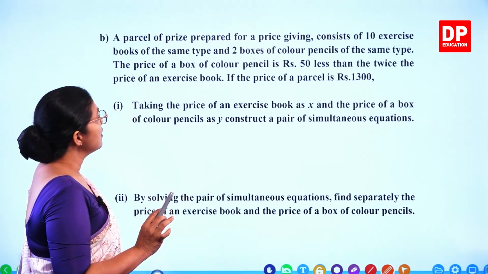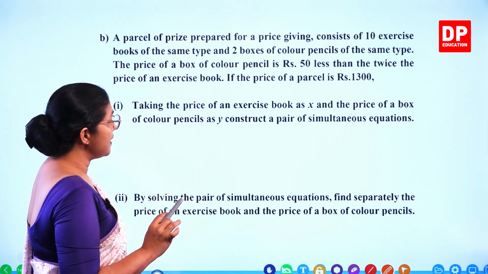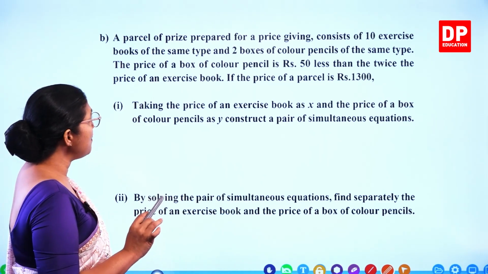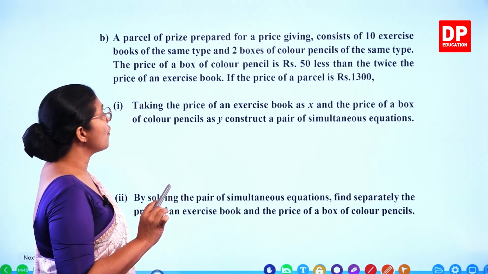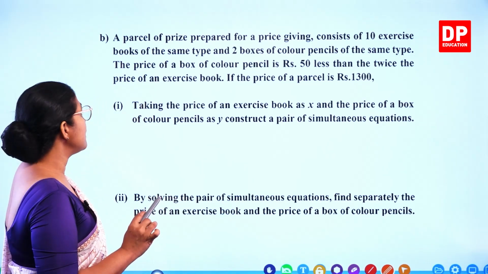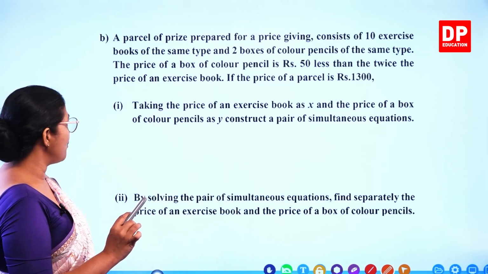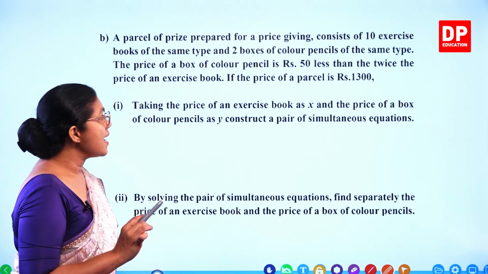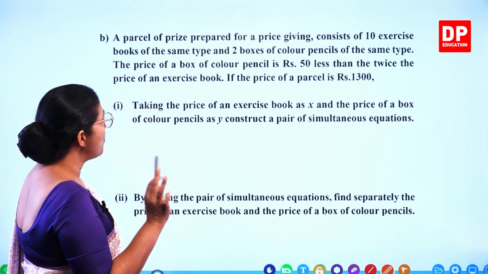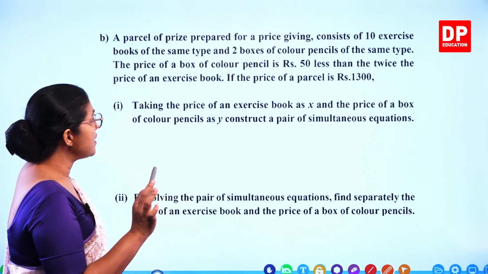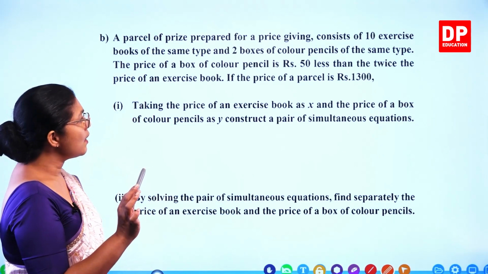Part B, you have to construct simultaneous equations. A parcel of prize prepared for a prize giving consists of 10 exercise books of the same type and 2 boxes of color pencils of the same type. The price of a box of color pencil is 50 rupees less than twice the price of an exercise book. If the price of a parcel is 1,300 rupees, taking the price of an exercise book as X. So that's the most important part. X is the price of a book and Y as the price of a color pencil. Construct a pair of simultaneous equations.